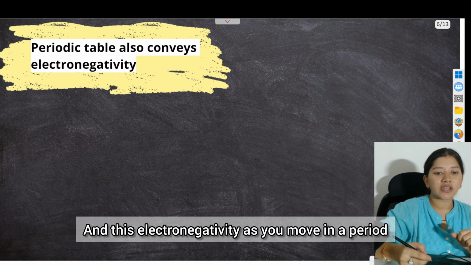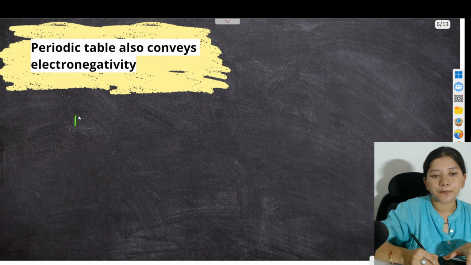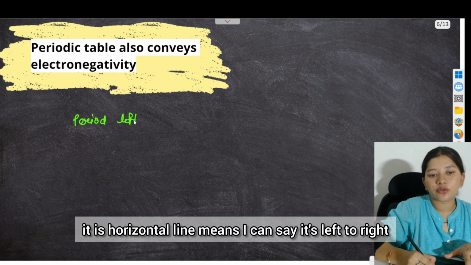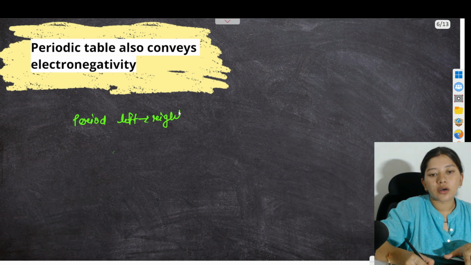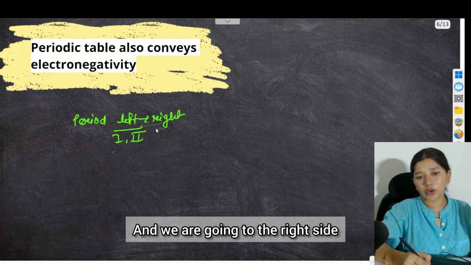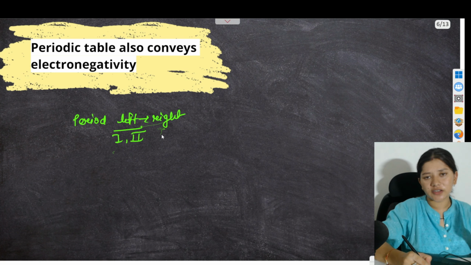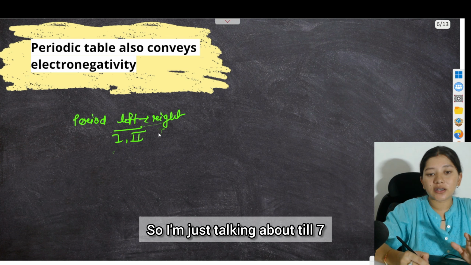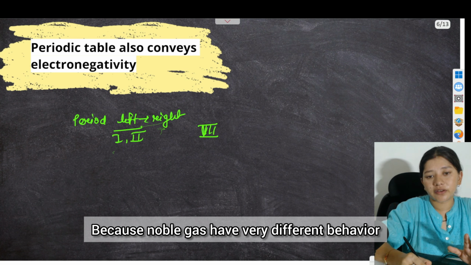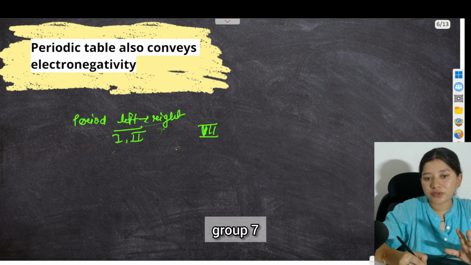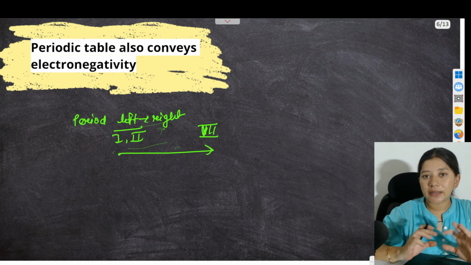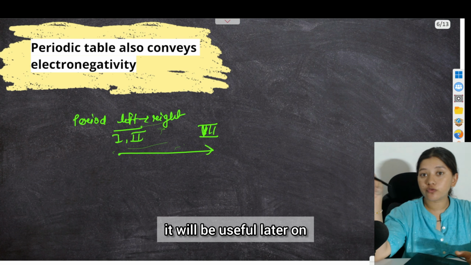And this electronegativity, as you move in a period. A period is a horizontal line, so I can say it's left to right, right? On the left side we have group number 1, group number 2, and going to the right side it will be 3, 4, 5, 6, 7, 8. I'm just talking about till 7 because noble gases have very different behavior, so we'll not talk about group 8. If I am moving from group 1 to group 7, the electronegativity increases. Remember that, as I mentioned, it will be useful later on.